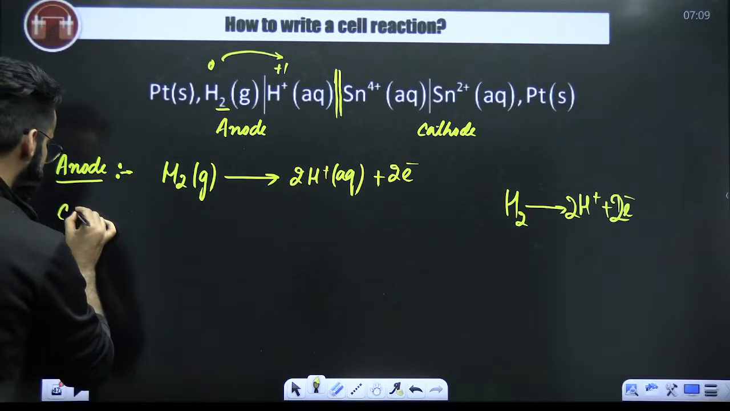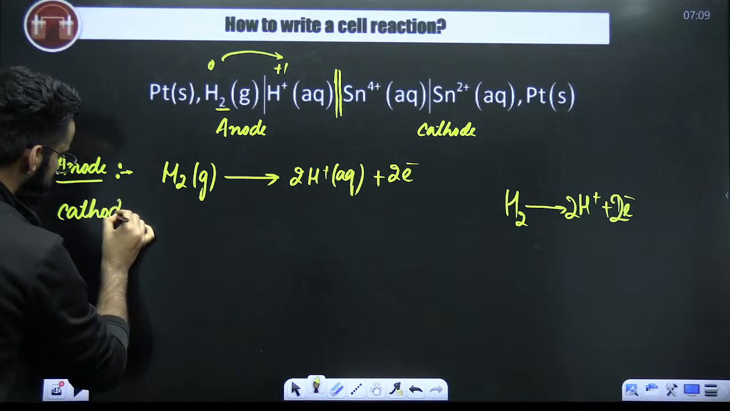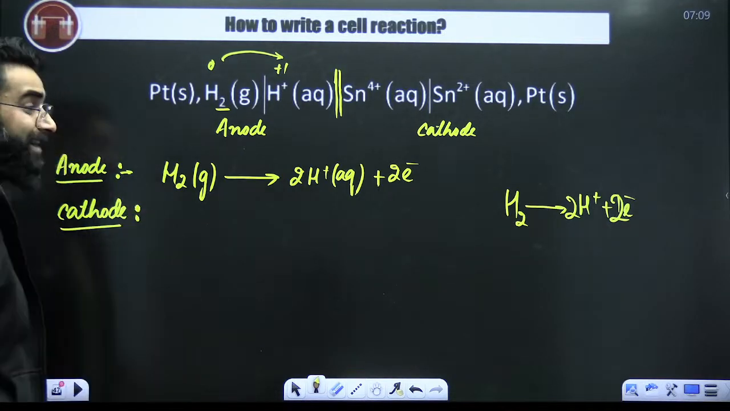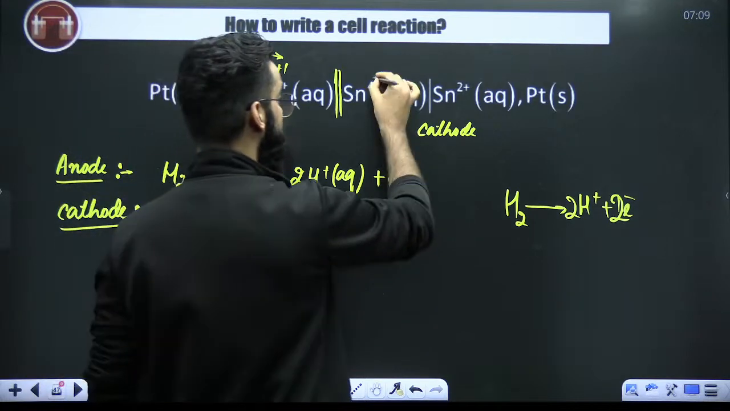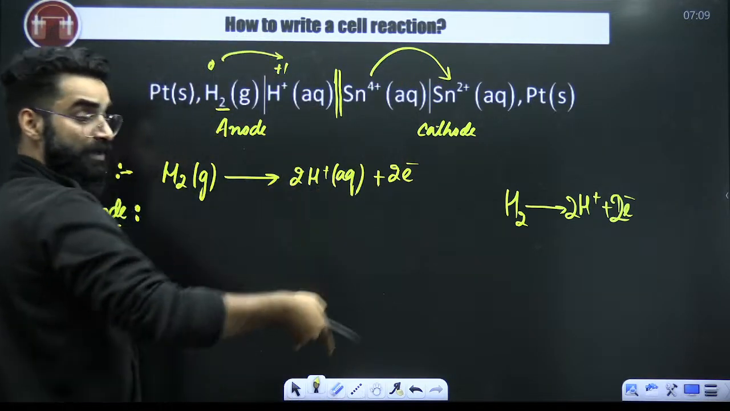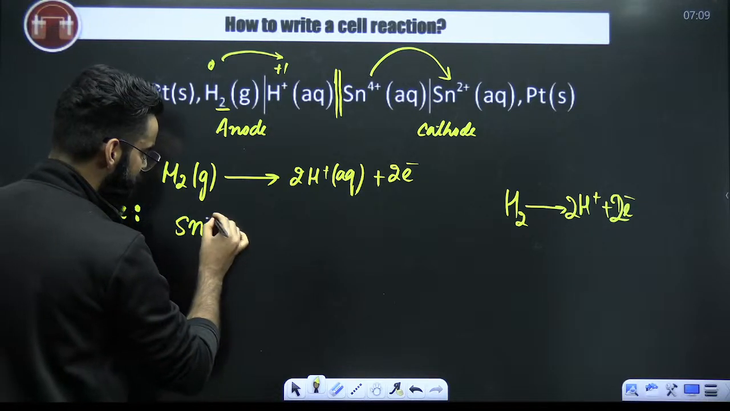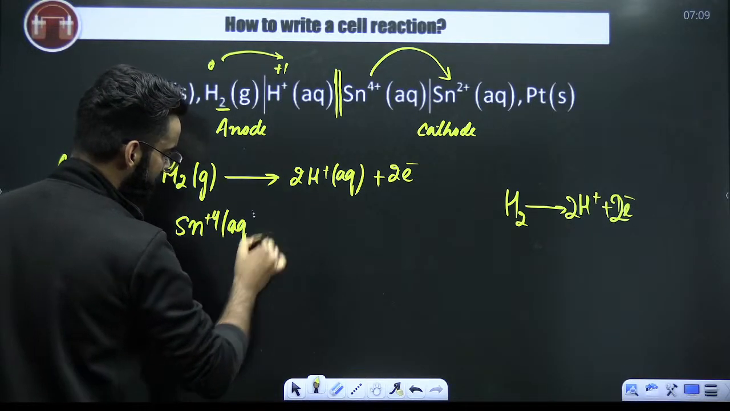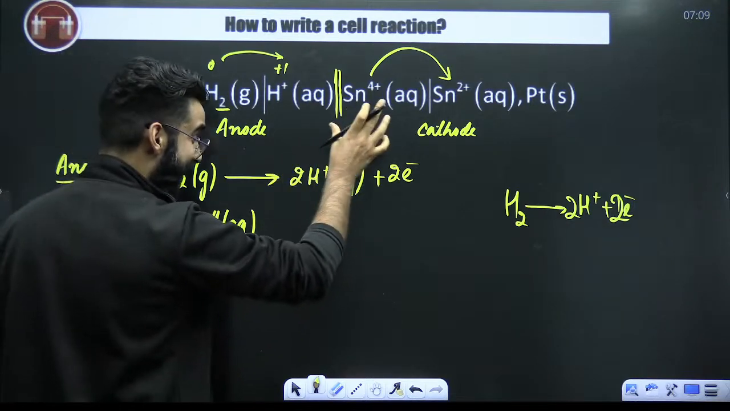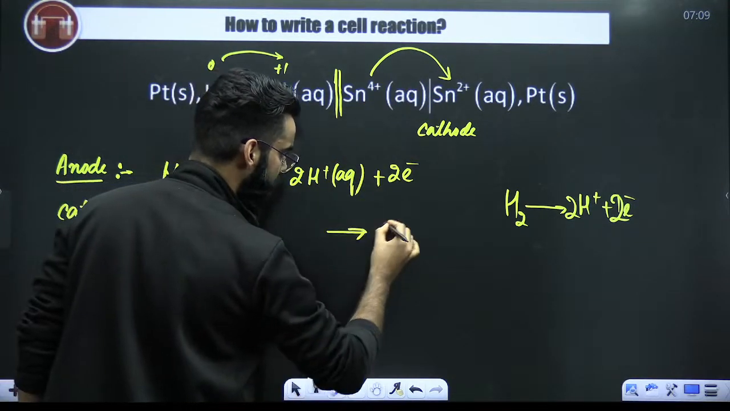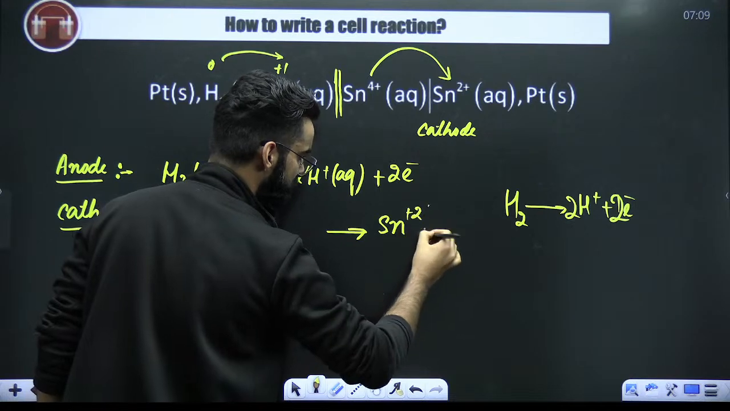Now it's time to write the reaction at cathode. At cathode, what happens? Reduction. Plus 4 to plus 2, decrease. Decrease means reduction, gain of electrons. So I would say Sn plus 4 aqueous at cathode should get converted into what? It has to get converted into Sn plus 2 aqueous.